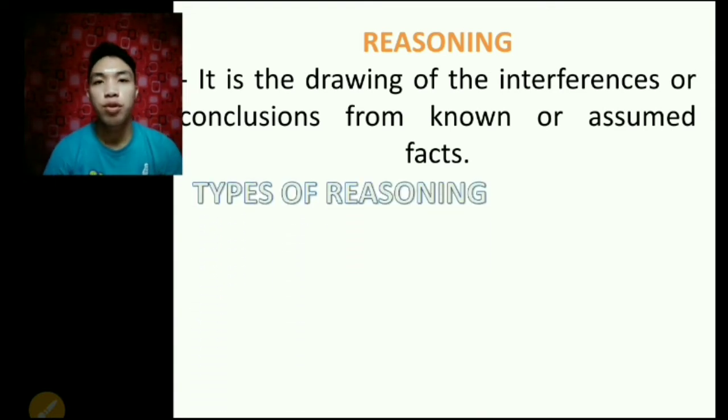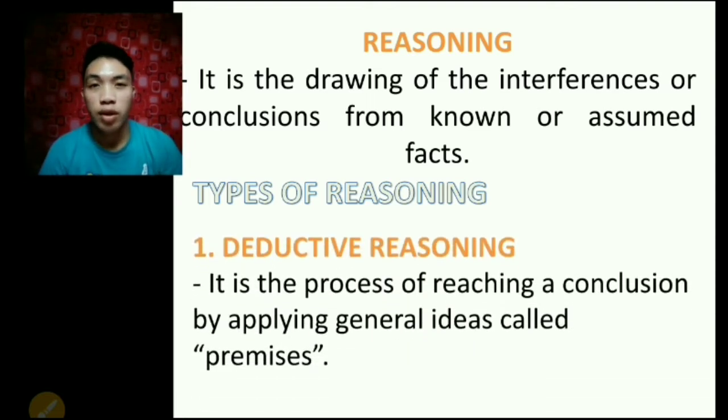Okay, we have two types of reason. And the first one is deductive reasoning. A deductive reasoning is a process of reaching a conclusion by applying general ideas called premises. So it means that here in deductive reasoning, premises are important. We need to consider premises for us to have our conclusion.